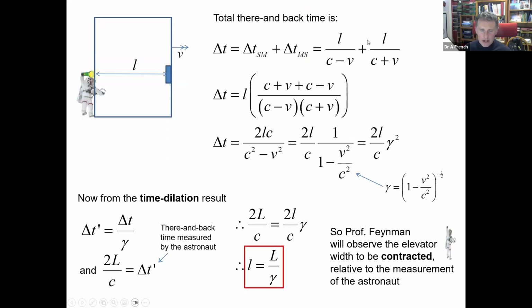And if we do a bit of fraction action, combining these things together, hopefully you can see there's a sort of difference of 2 squares here. And what we end up with is 2L over C times gamma squared. Remember our gamma factor. All right.